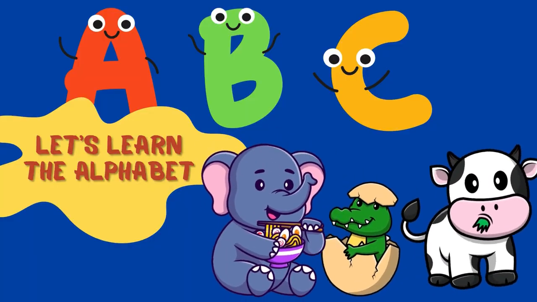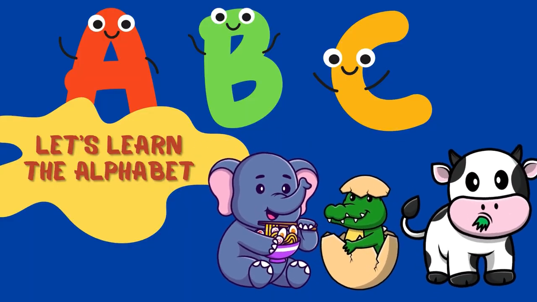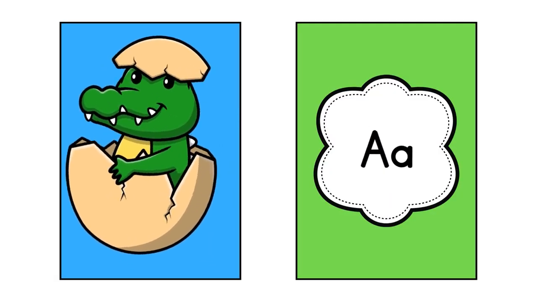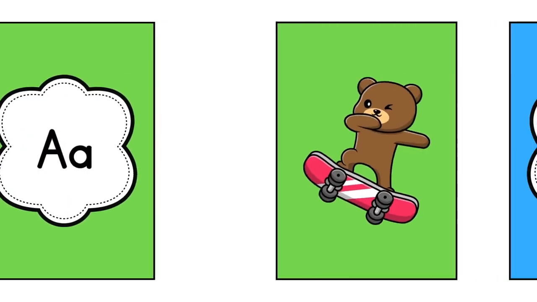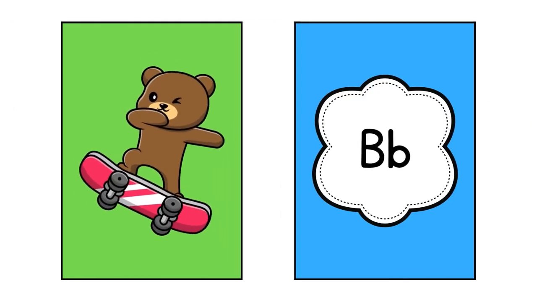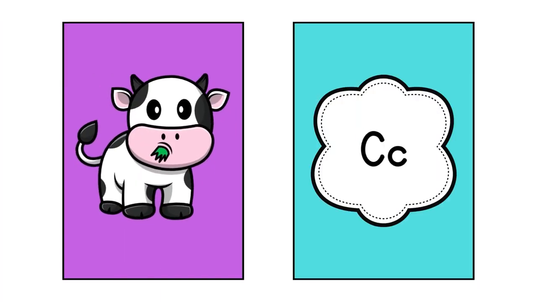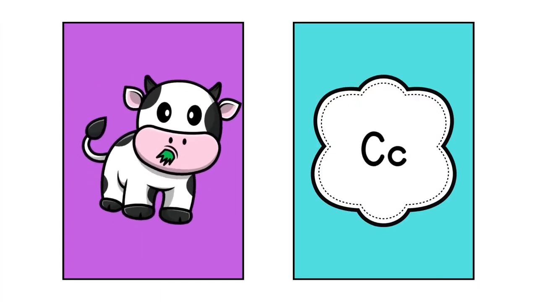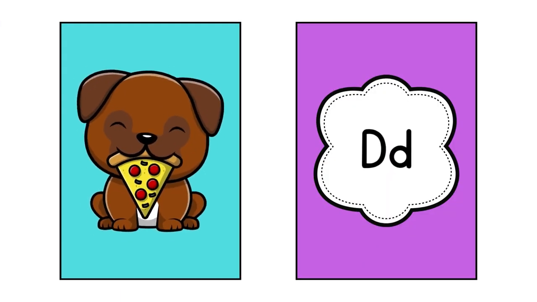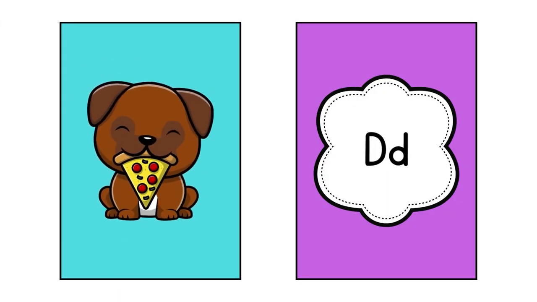Let's learn the alphabets A to Z. A is for alligator. B is for bear. C is for cow. D is for dog.